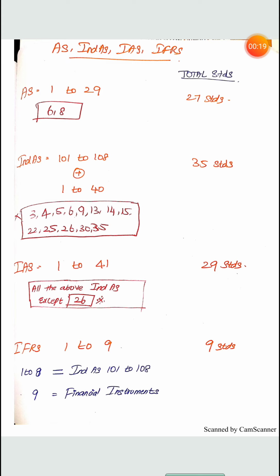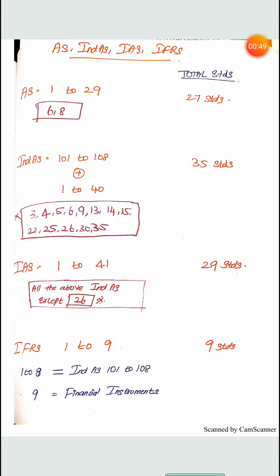So firstly, accounting standards. The standards are from 1 to 29. As you can see below every standard, I have given a red box and some numbers in red inside them. Those denote the standards that are not there. For example, in an accounting standard, I have given 1 to 29. Below, I have given 6 and 8 inside the box. That means in those accounting standards, 6 and 8 are not there. That is what I have given as 27 standards in total on the right side. So you can have a clear understanding of how many standards are there.